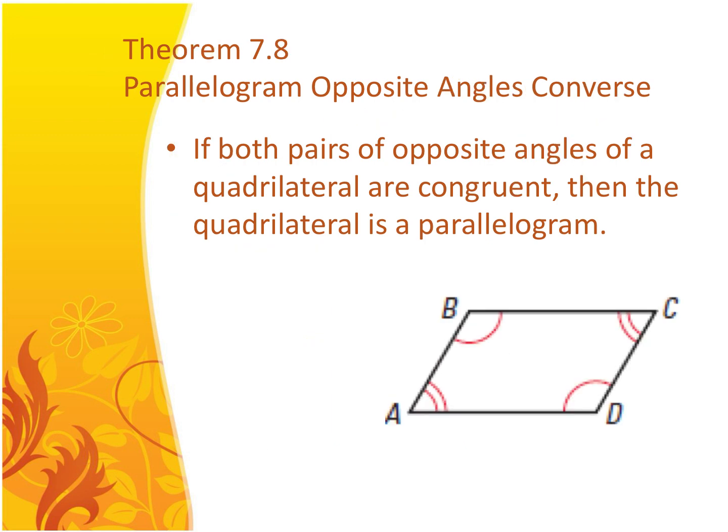Now for theorem 7.8, we have parallelogram, opposite angles, converse. Again, this was the second way to prove the quad is a parallelogram. And again, if both pairs of opposite angles of a quadrilateral are congruent, then the quadrilateral is a parallelogram. So I'm going to write what I said about the second way. This is the second way to prove the quadrilateral is a parallelogram.